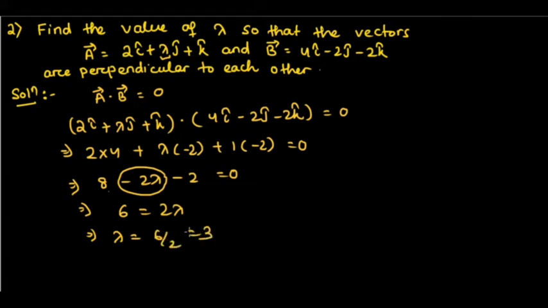तो अगर lambda की value 3 हो then vector A हो जाएगा 2I cap plus 3j cap plus k cap and vector B है 4I cap minus 2j cap minus 2k cap. And if you find A dot B, you will see that A dot B will be 0. तो vector A and vector B are perpendicular to each other. So in this way, you can solve this question. And now we'll proceed to the next one.